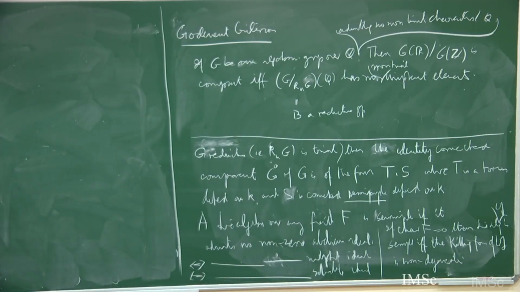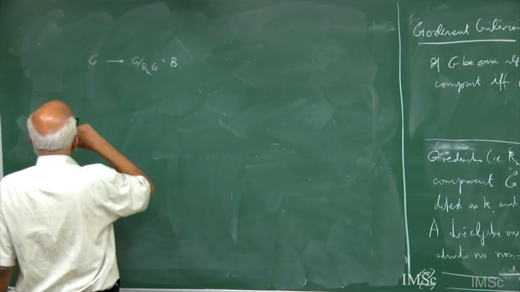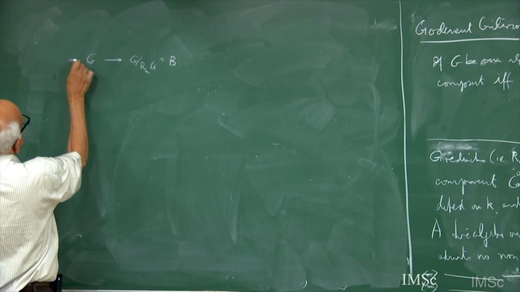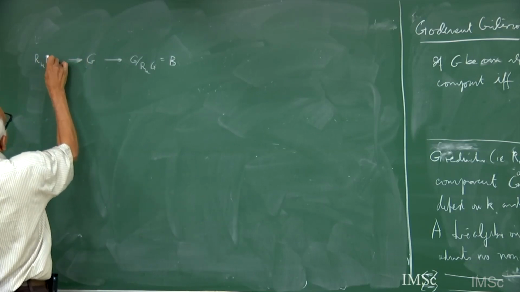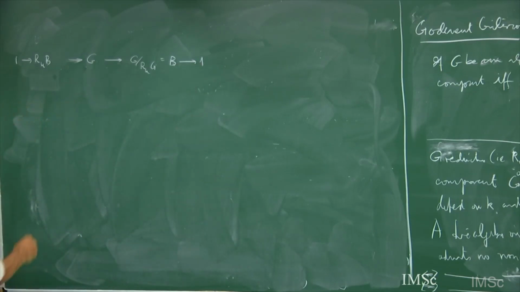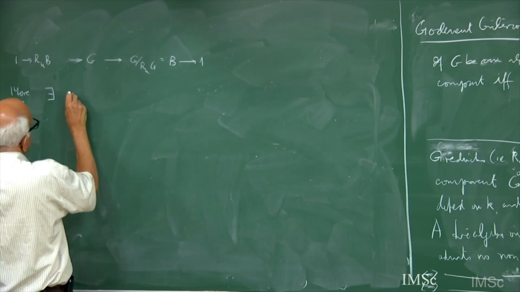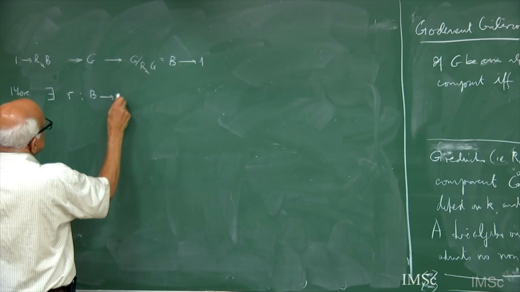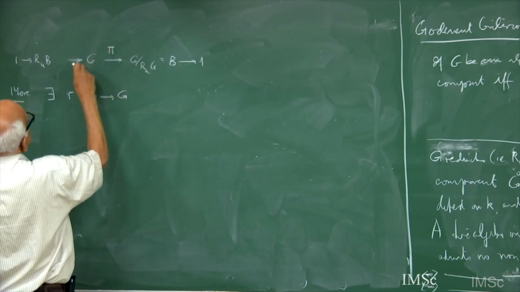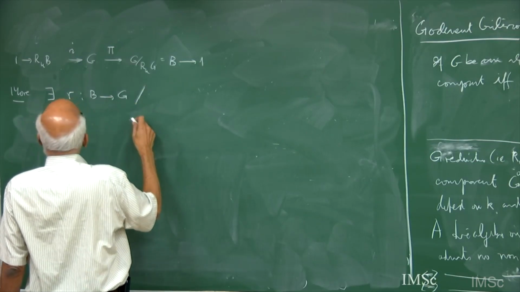I have G here, and G/R_u(G), which I call B. This is an algebraic group defined over Q, and this is a morphism defined over Q. It's a surjective morphism, and the kernel is R_u(G). This is exact. More, this sequence splits. There exists R from B to G defined over Q, if it's over K.